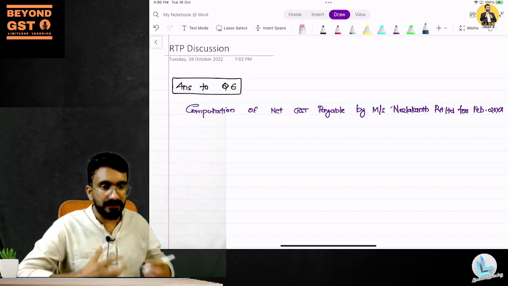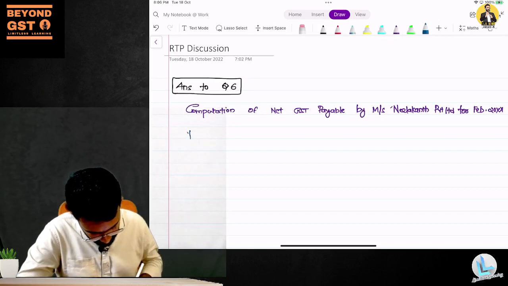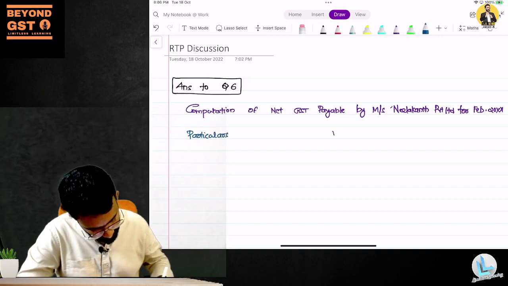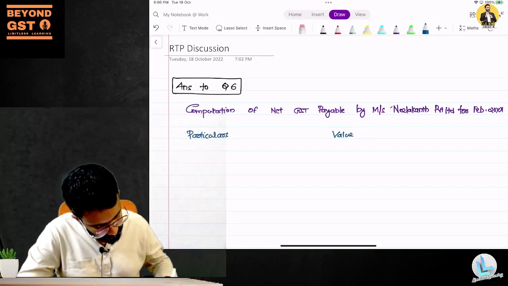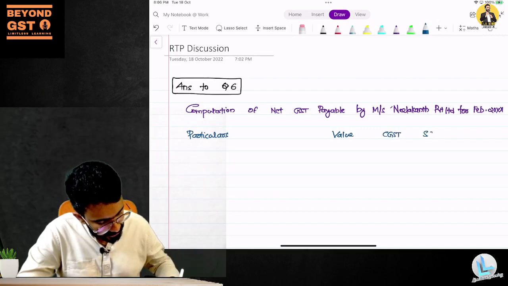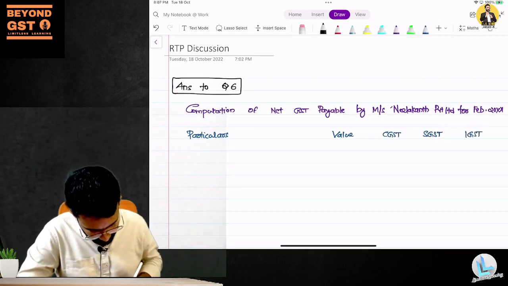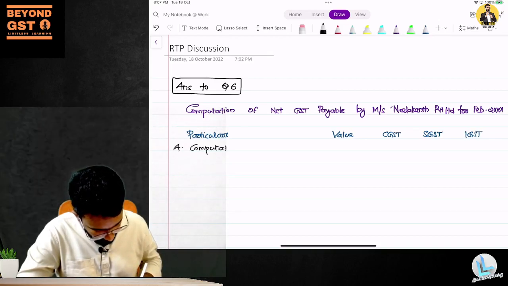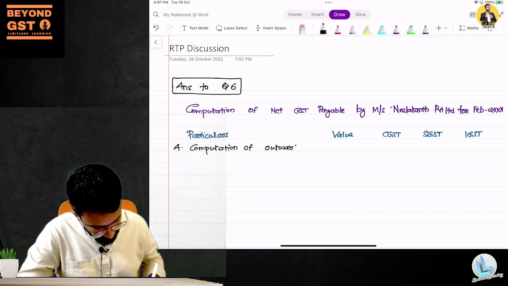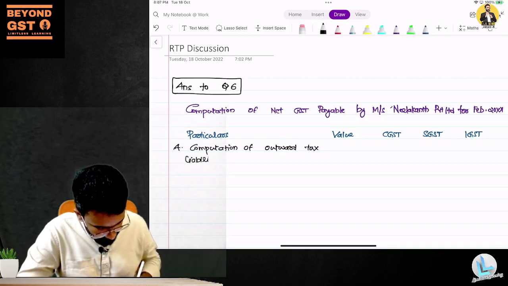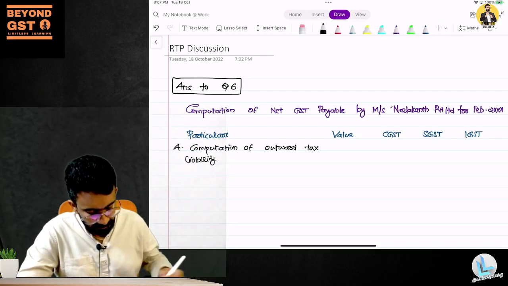Okay, so what's the format we need to have? We need a column for particulars, value, GST, SGST, IGST. In that, first we will compute outward tax liability. Computation of outward tax liability. So we will list down all the outward supplies that we have here.